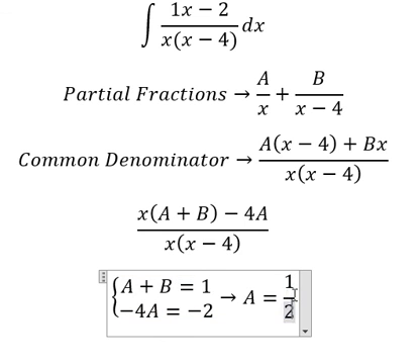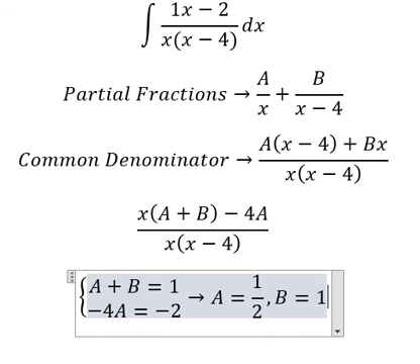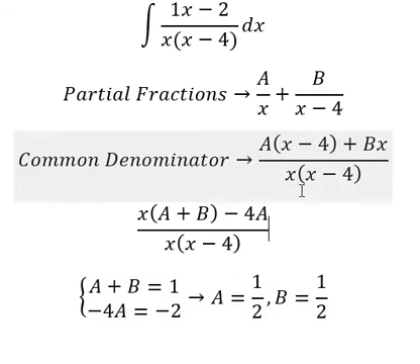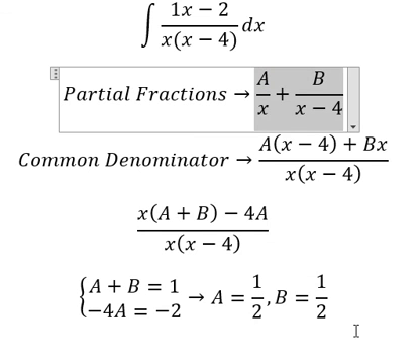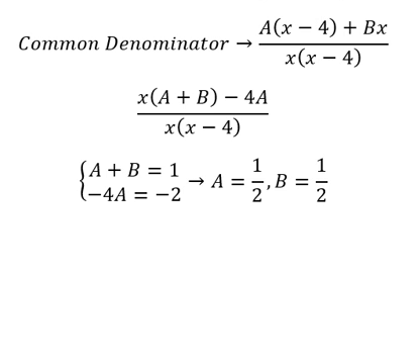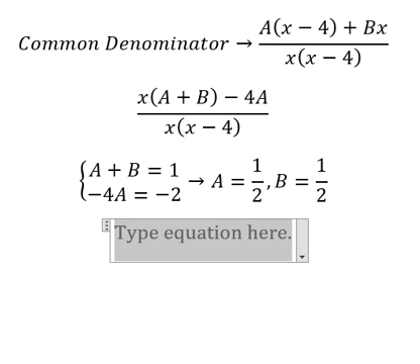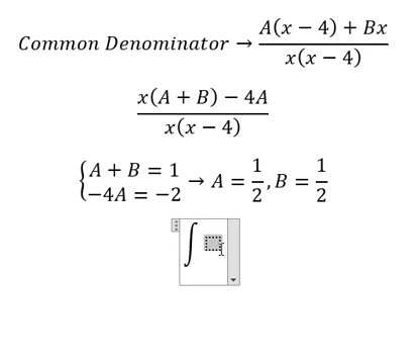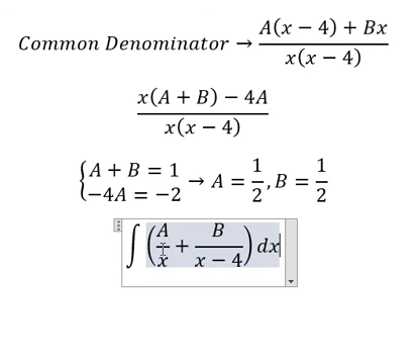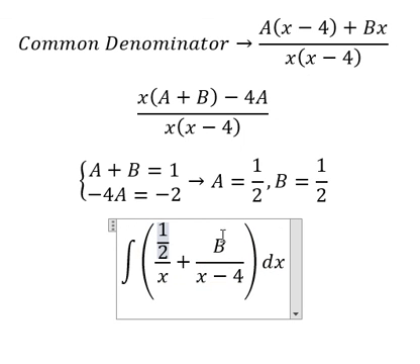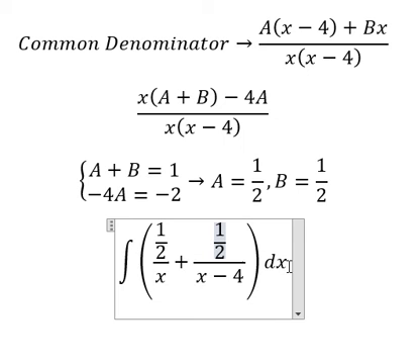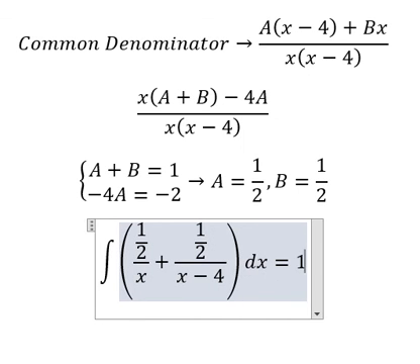So b equals 1 over 2. Now we put 1 over 2 and 1 over 2 here. And now we have the final answer.